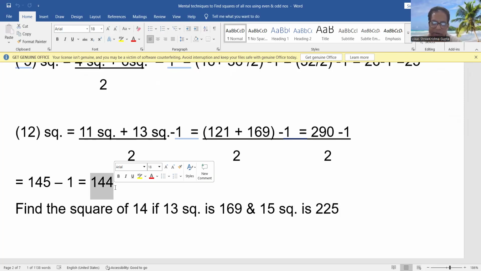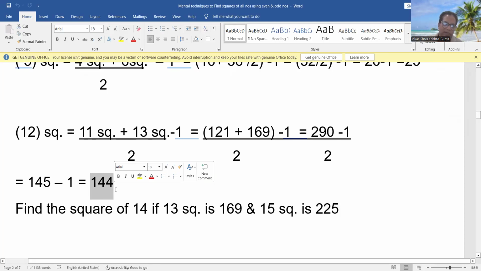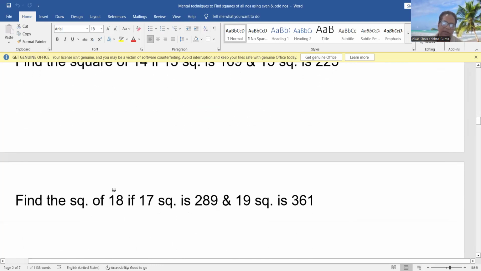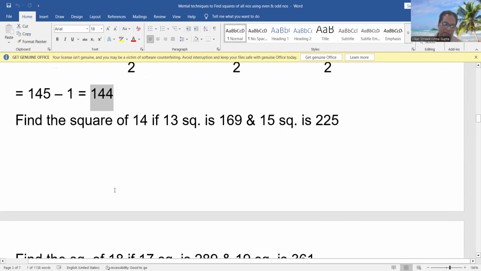Or otherwise, what I do, I find the average of the squares of both the numbers. If suppose the number is an odd number, the number surrounding it will be even numbers. So I find the squares of both the even numbers, I find their average, and then I subtract one from that number. So this is a very simple technique and also a very useful technique.